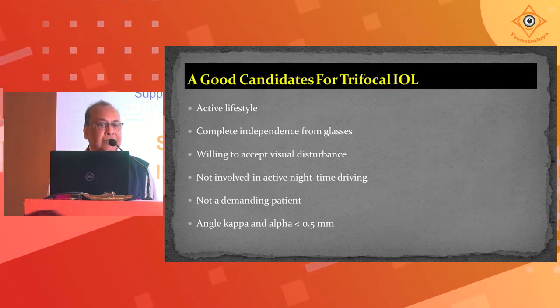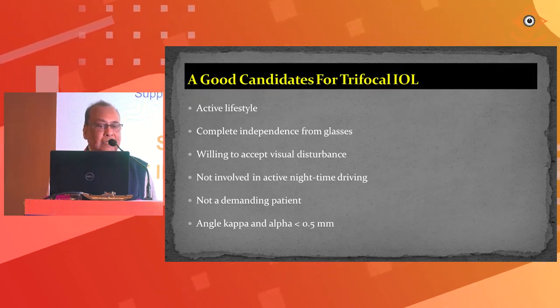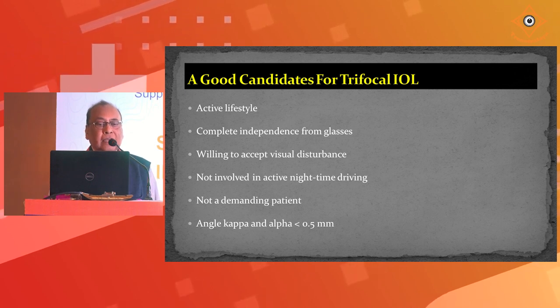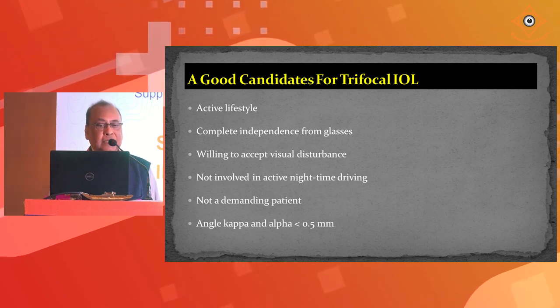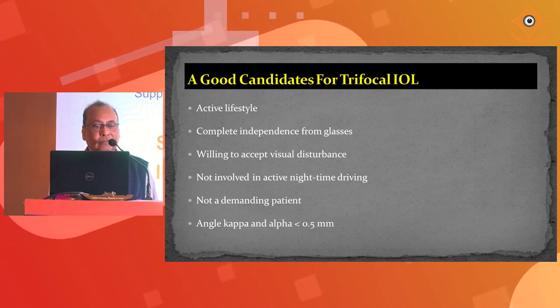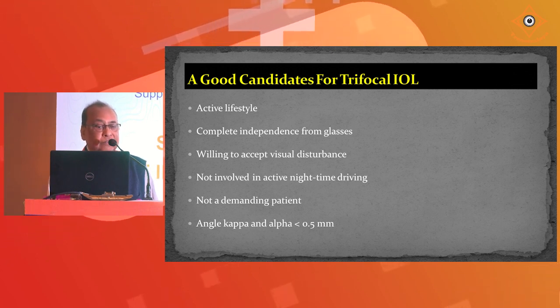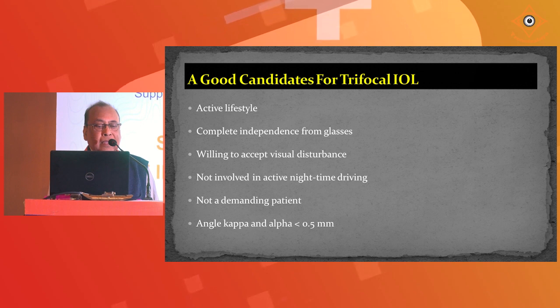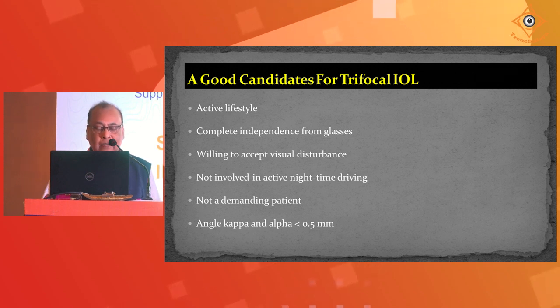A good candidate will be one who has an active lifestyle, wants complete independence from glasses, is willing to accept visual disturbances, is not involved in active nighttime driving, is not a demanding patient, and whose angle alpha and angle kappa are less than 0.5 millimeters.